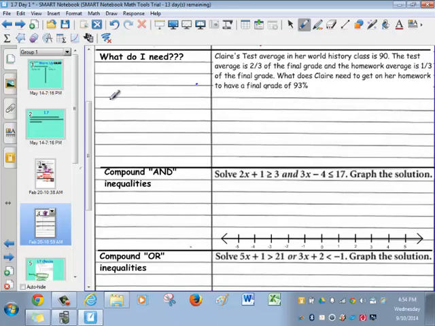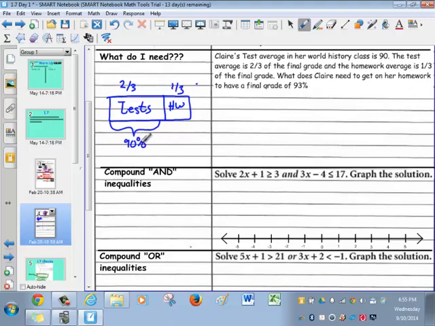I like to think about candy bars when I think about this type of thing. Let's say this is a candy bar, and this candy bar has test parts and homework parts. Well, in this situation, 1/3 is homework, and then 2/3 is the test part. So we know that of this test part, she's got 90%. Why? Because she didn't get 100% on all her tests. But that's pretty good. 90% is really good.